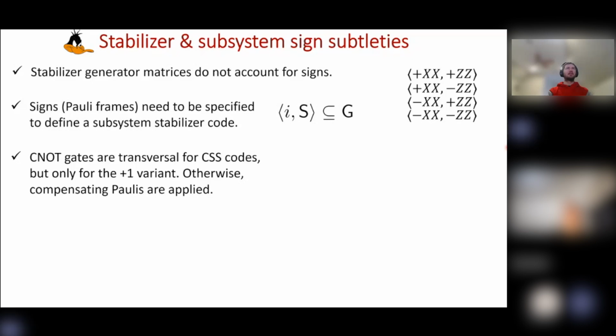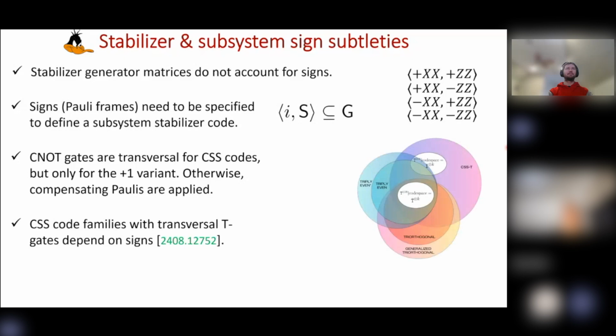CNOT gates are, as is maybe well established and known, transversal for CSS codes, but only for the +1 eigenspace. There's a compensating Pauli involved if you actually pick different signs. Little known fact. Similarly, if you look at other transversal gates, like these codes, all these different definitions that are around for codes that have transversal T gates, those also very subtly depend on signs.